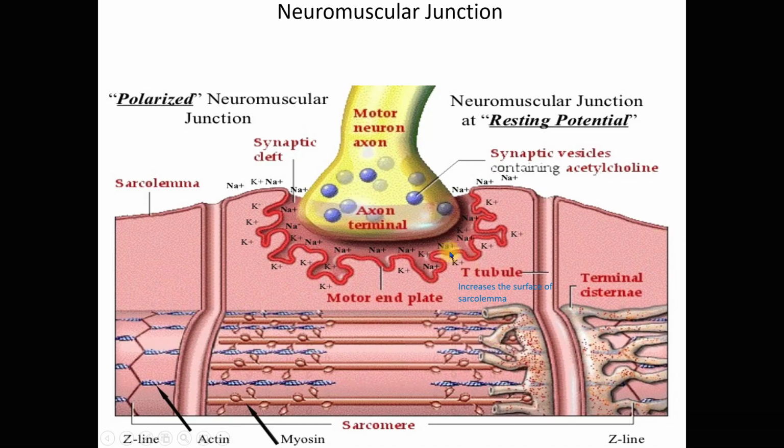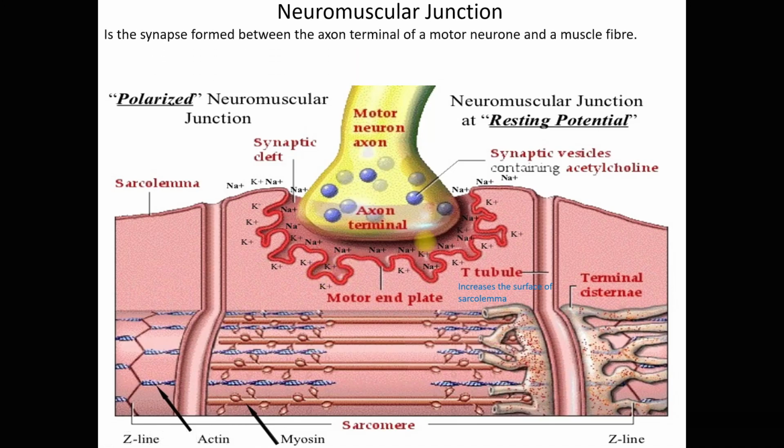Okay, now we have a diagram here which shows a polarized neuromuscular junction, or neuromuscular junction that is at a resting potential. Now neuromuscular junction is the synapse that is formed between the axon terminal of a motor neuron and a muscle fiber. That is neuromuscular junction.